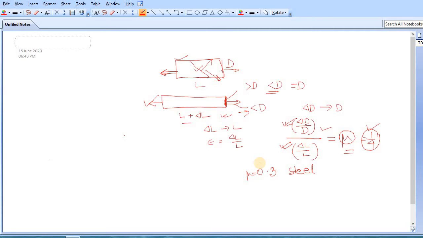Now what is the implication of this mu? Why should we learn Poisson ratio? If you know the Poisson ratio mu, you can calculate the change in volume for any material if the stress is known to you. So let's see how to calculate the change in volume, or how to use the Poisson ratio in our engineering mechanics.